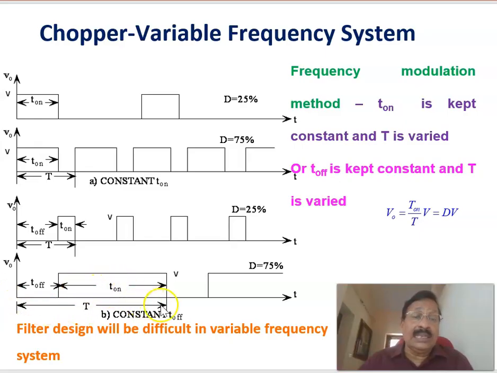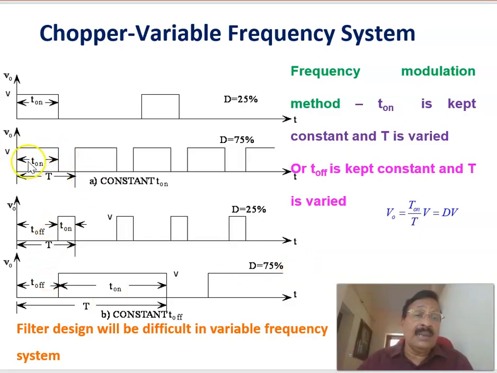Now T is increasing. Previously this was the T. Now T is increased, or frequency is of course reduced here. And when frequency is reduced, keeping the off period constant and increasing the on period, the total time period is increasing. Therefore, here the duty ratio is given by T on divided by T equal to 75%.